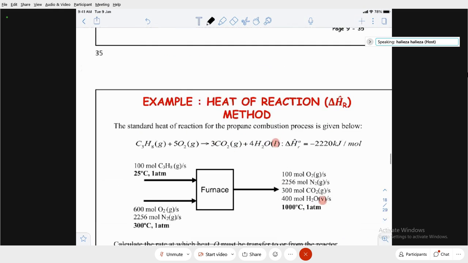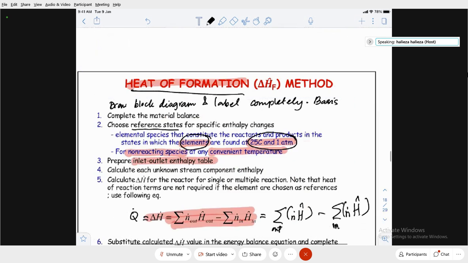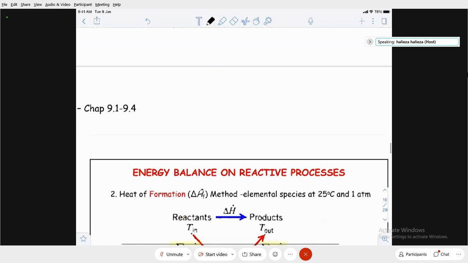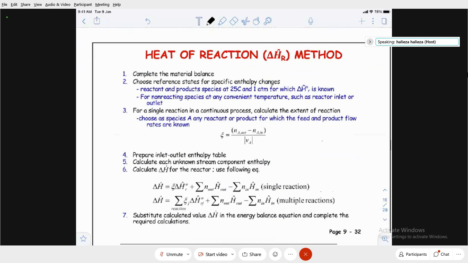If you're going to use the heat of reaction method, which, to me, most people prefer, again you need to draw your diagram, the block diagram, and label it. Do your material balance, have a basis, same thing.